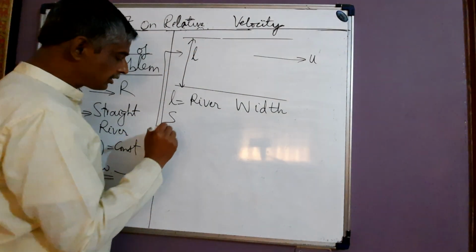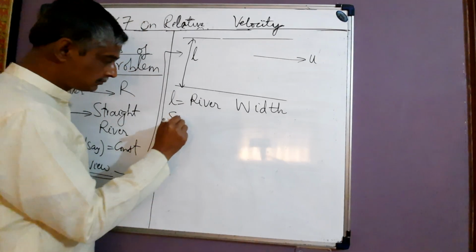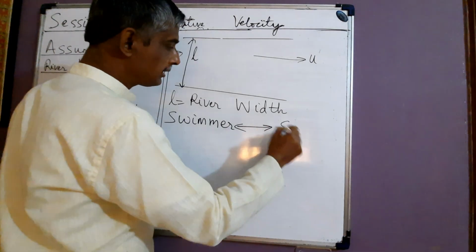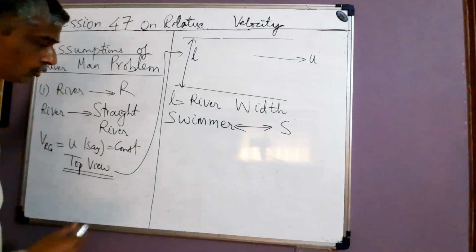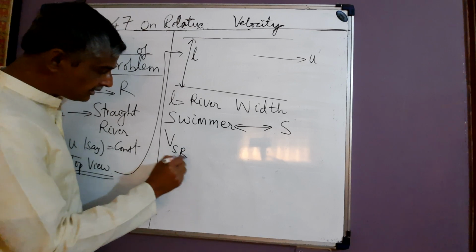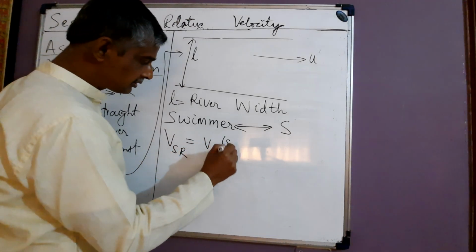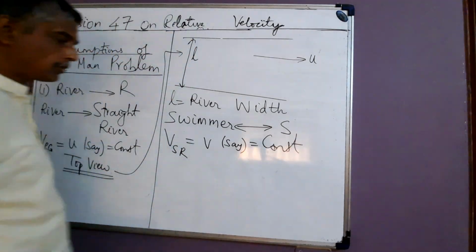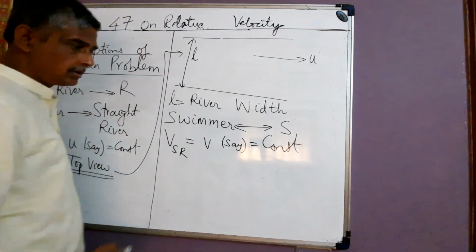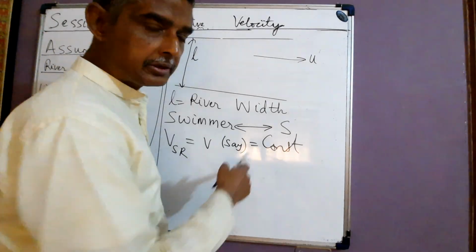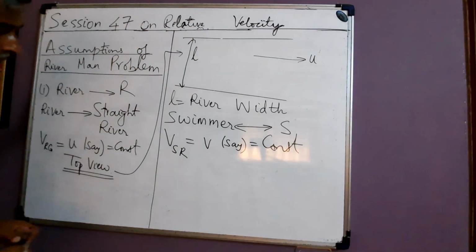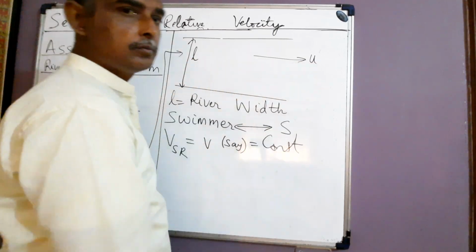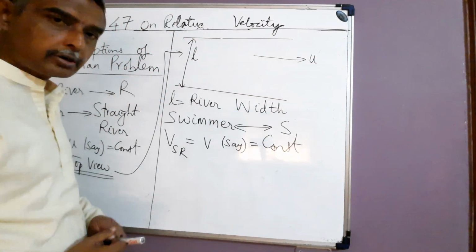Then instead of man we write swimmer, which should be denoted by S. So velocity of swimmer with respect to river, VSR, that is V say, and which is a constant quantity, independent of time. Now one more thing, all the river particles have the same velocity U. So river translates with respect to ground.